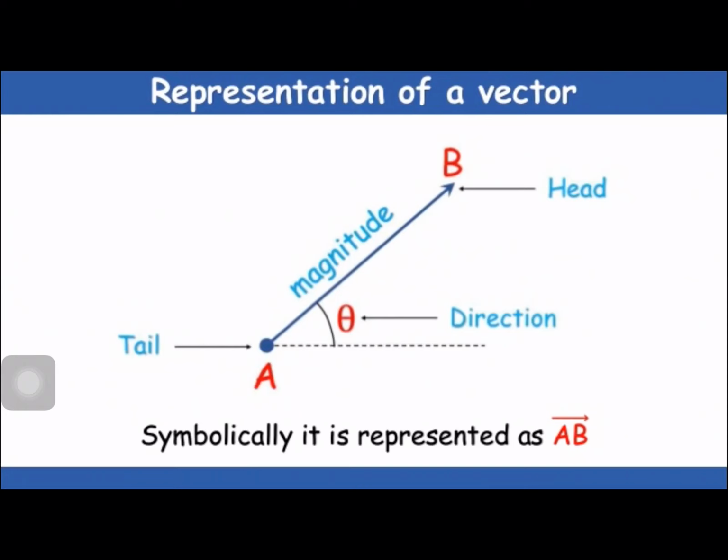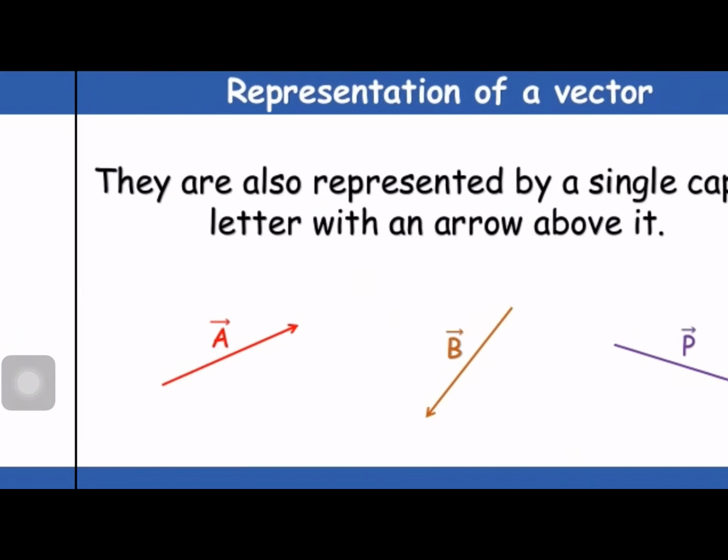The vector is represented by a line with an arrow. The line represents the magnitude. Arrow shows the direction. So symbolically we can write AB vector. There are two parts here. One is the arrow part, which is the head of the vector. The dot, this part is called the tail of the vector.